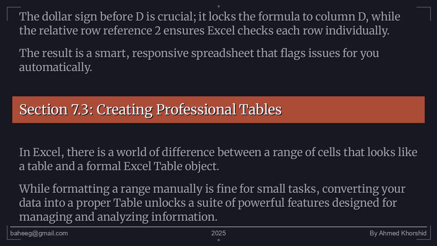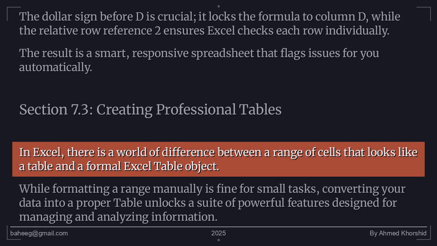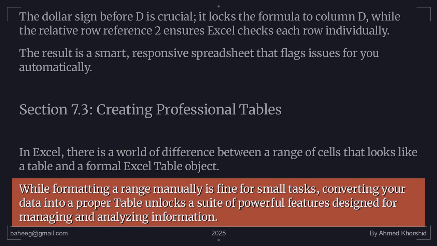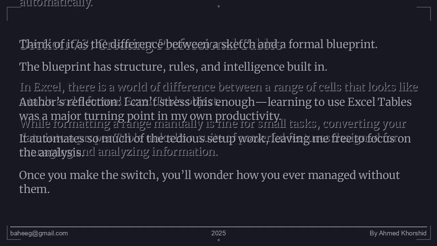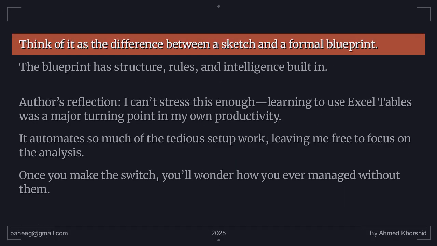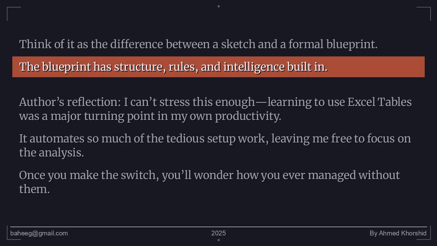Section 7.3, Creating Professional Tables. In Excel, there is a world of difference between a range of cells that looks like a table and a formal Excel table object. While formatting a range manually is fine for small tasks, converting your data into a proper table unlocks a suite of powerful features designed for managing and analyzing information. Think of it as the difference between a sketch and a formal blueprint. The blueprint has structure, rules, and intelligence built in.